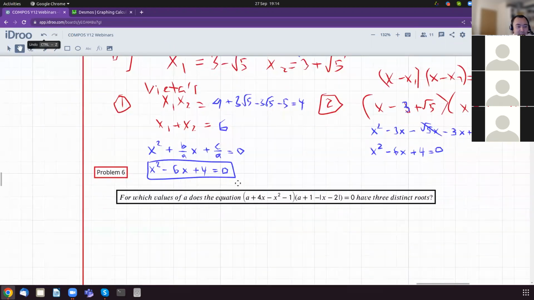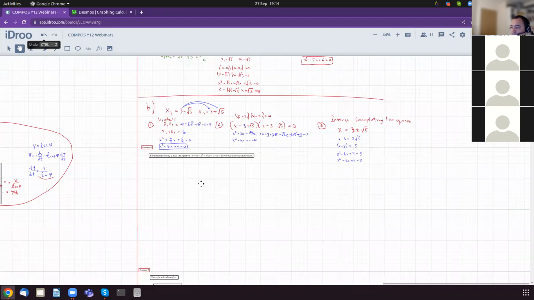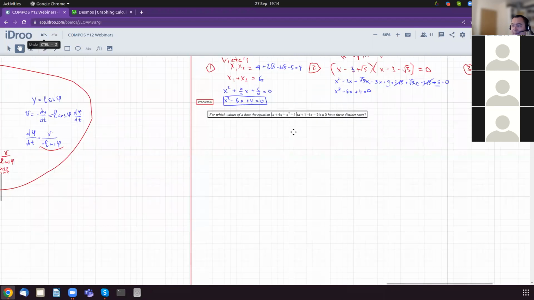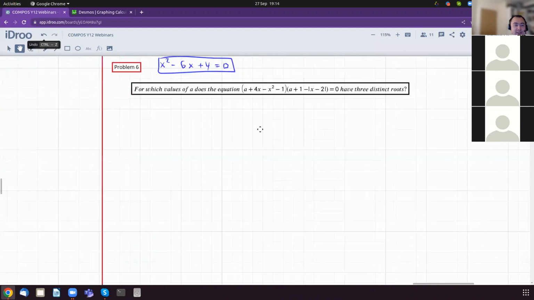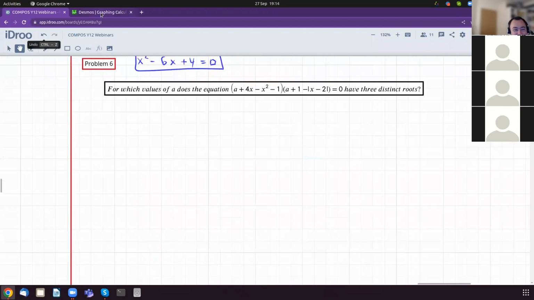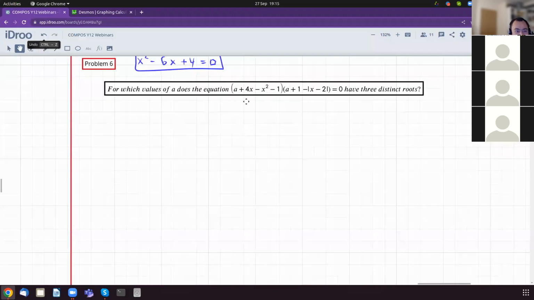Okay, does that help? Okay. For which values does the equation have 3 distinct roots? And why not just do it on Desmos again? Like here it is. I've prepared it for you. Here's the formula. So y is equal to the left-hand side of the equation.